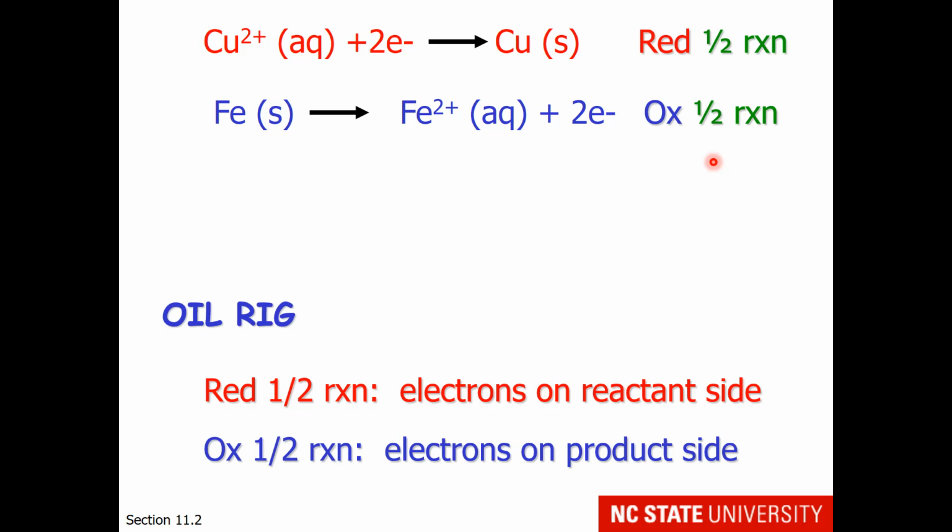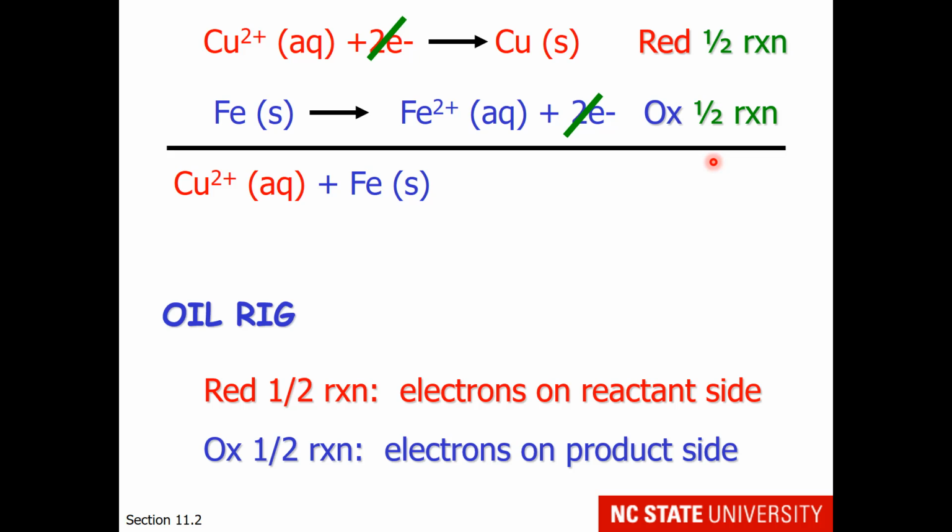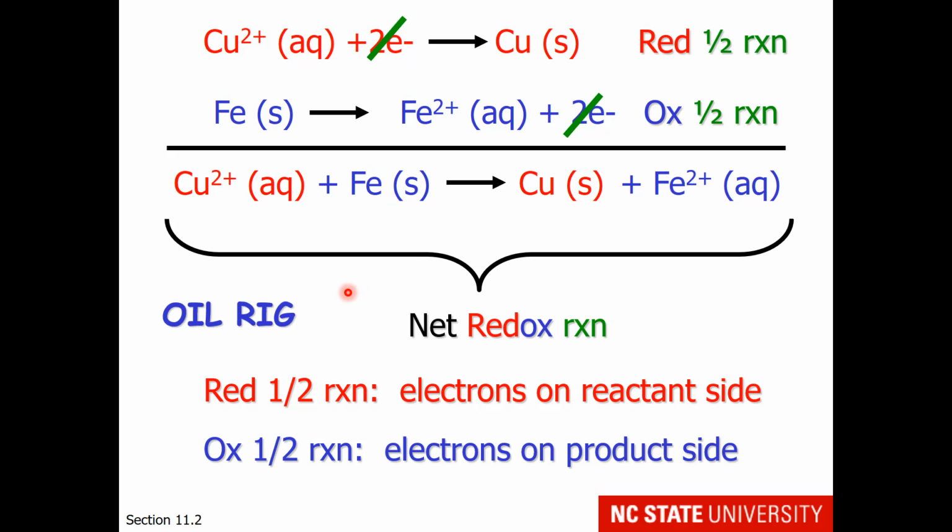You may notice that the top reaction has 2 electrons going in, and the bottom reaction has 2 electrons going out. So if we were to add these reactions, those electrons would cancel out to 0, and we would be left with copper 2 plus and iron going to copper and iron 2 plus. Exactly the redox reaction we observed. This is what's known as a net redox reaction.